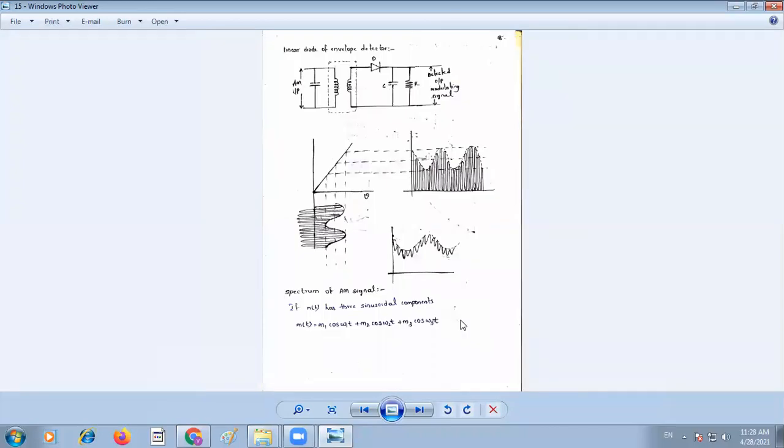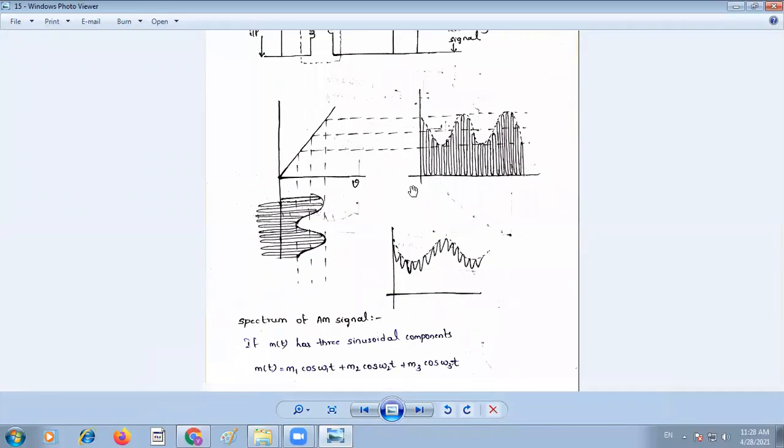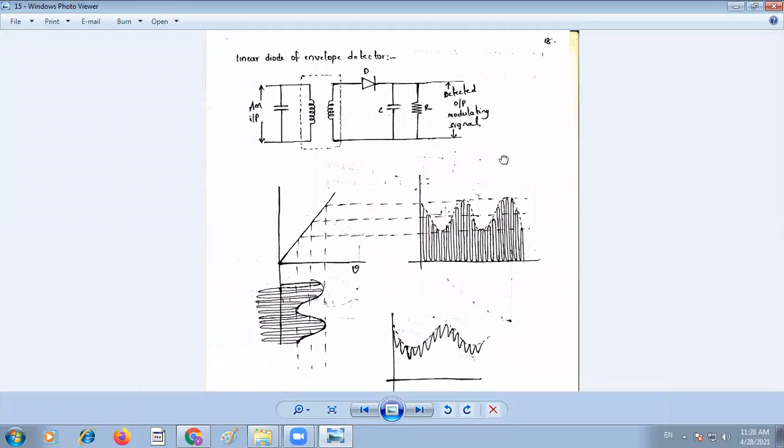And the next one is the envelope detector, also known as the linear diode detector. Here the envelope detector is the same as the previous one, but here we can use a transformer. The transformer has a primary winding and a secondary winding. For the primary winding, the AM signal is given across the capacitor.